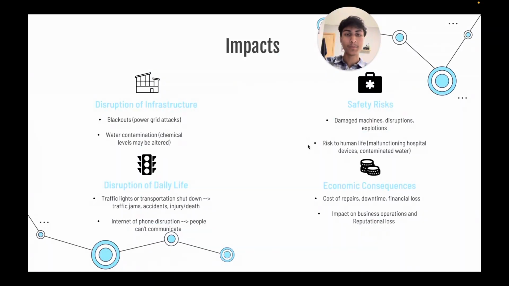Hello everyone, my name is Ayush and I'll be talking about the impacts of cyber physical attacks. Cyber physical attacks can cause serious problems not just in computers but also in the real world. These attacks happen when hackers target systems that connect digital technology with physical processes like power plants, hospitals, or transportation networks. One major impact is the disruption of infrastructure.